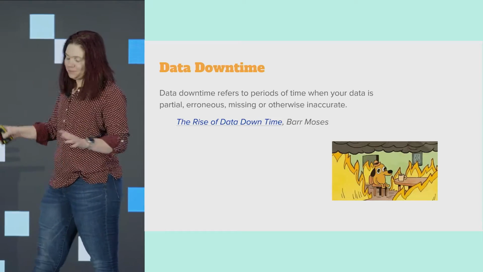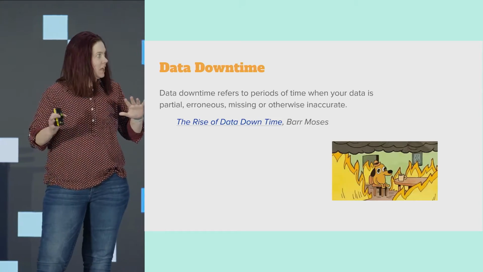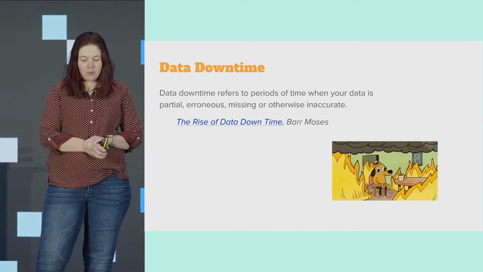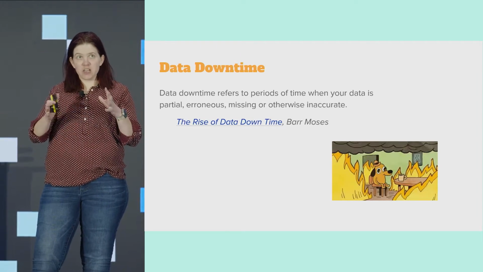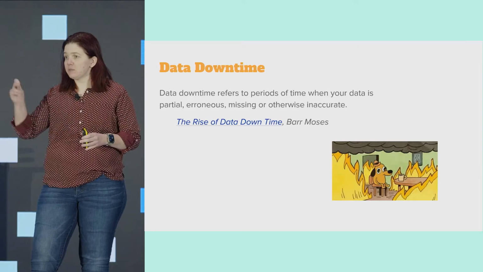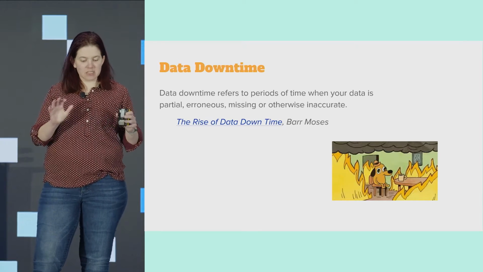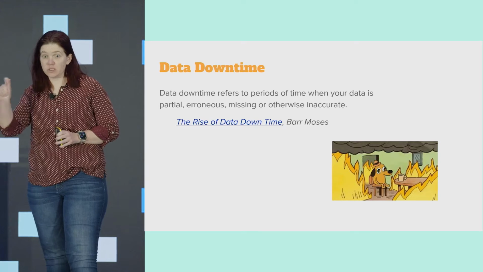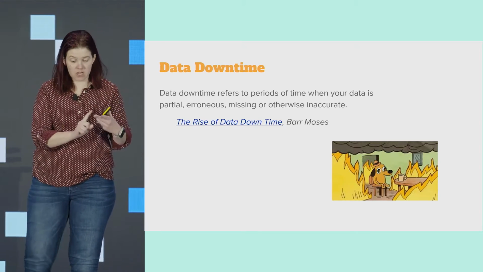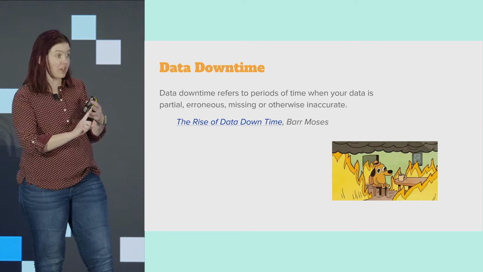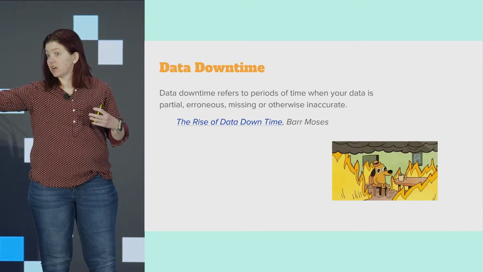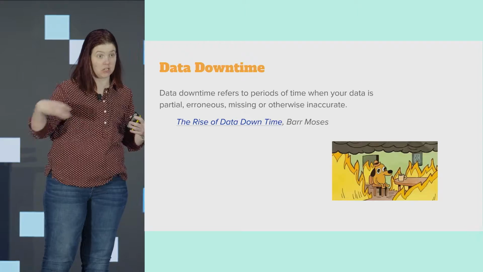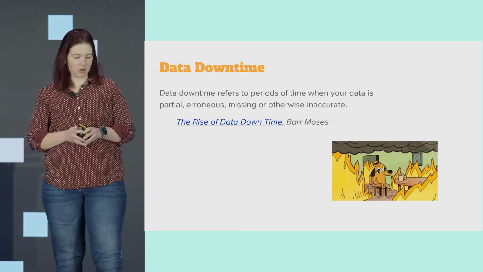Data downtime is basically anything that happened on that previous slide. In software, when you say downtime, it basically means unavailable. This is a little bit different because it's not just unavailable. It could be incorrect, it could be missing, or it could just be inaccurate, right? It's leading to conclusions that are inaccurate, as opposed to being fundamentally wrong, like wrong algorithms.